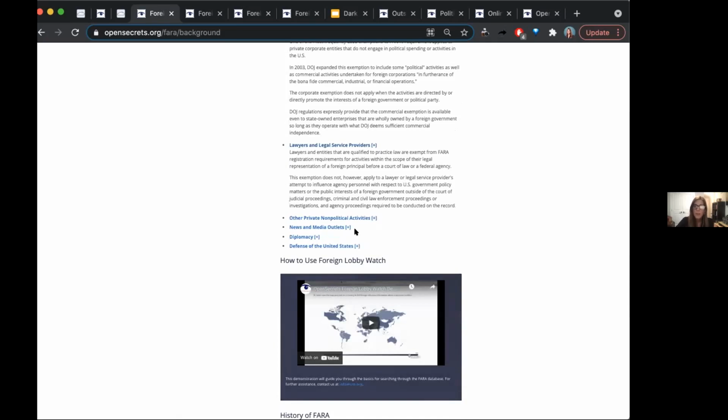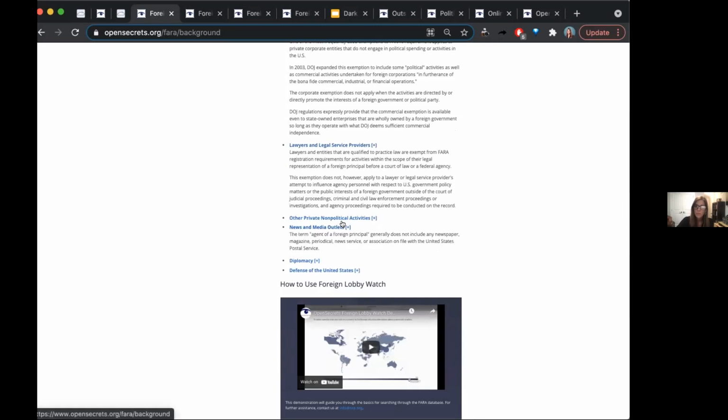Private nonprofit political activities, news and media outlets, which is one that's received a lot of controversy recently. Bona fide media outlets are exempt from FARA, but when they're run by foreign governments, sometimes that gets a little bit sticky. And the Department of Justice has compelled multiple different foreign media outlets to register over the past few years because they were controlled by the government and engaged in activities that the Department of Justice deemed to be under FARA's purview. And so that's another one that can be really interesting to follow.